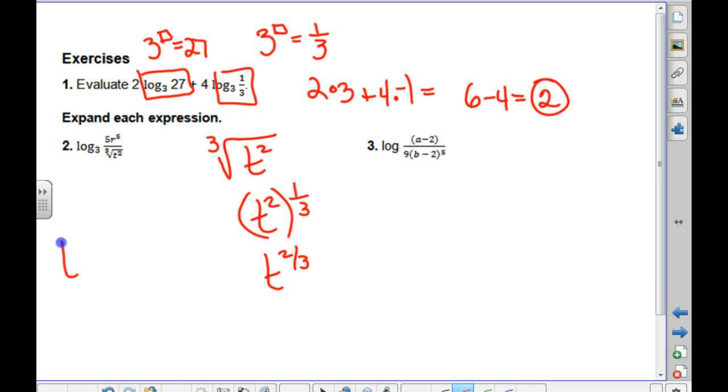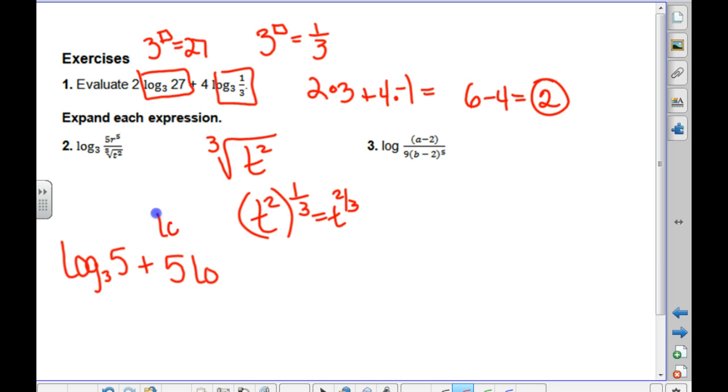All right, so if I separate this, I have log base 3 of 5. What does times become? Plus. Then I had r to the 5th. What do you want me to do with that? Okay, so we could have written a log base 3 of r to the 5th, but then this 5 comes out front, okay? Don't forget the little 3 though.